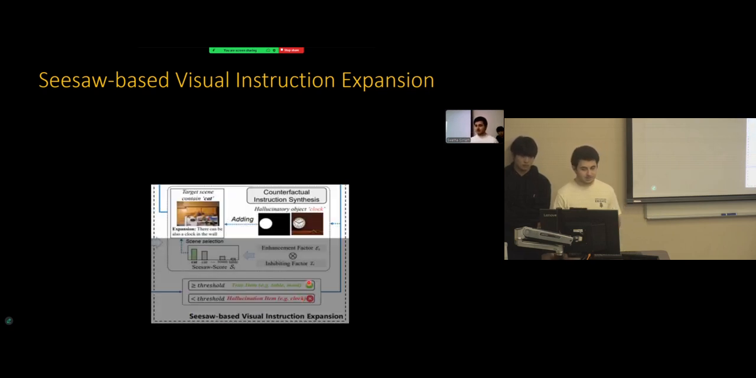Then the second part of the framework is adding counterfactual examples. The way we do this is we select some representative image of this hallucinated object. Here it is clock, and we put a bounding box on this object such that later on we can add this clock image to our target scenes.